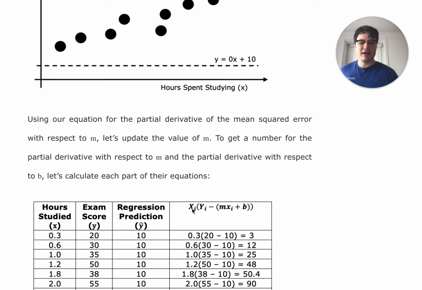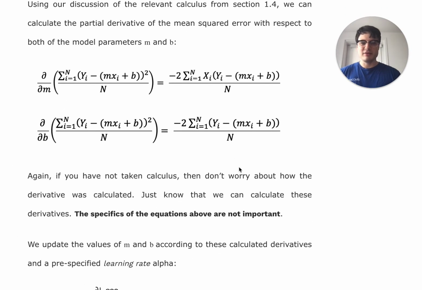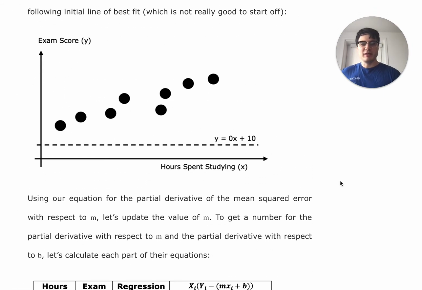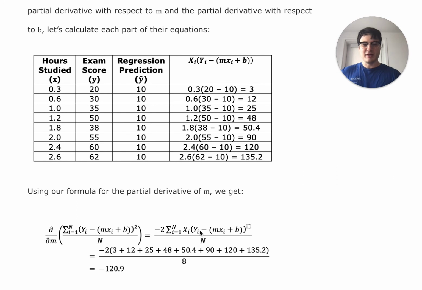So let's look at our equation for the partial derivative of the loss function with respect to m, and that is, as reviewed, this equation up here. We can calculate that for each individual point and then sum everything up. Calculating what goes inside of the summation for each point, summing them up and plugging everything into our partial derivative with respect to m equation, we get a value of negative 120.9.